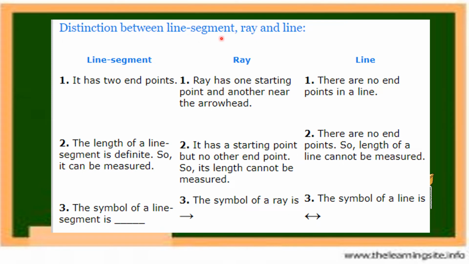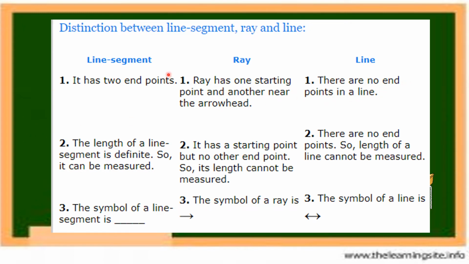Distinction between line segment, ray, and a line. For line segment, it has two endpoints. For ray, it has one endpoint, and it is extended to the right or to the left. For line, there are no endpoints.